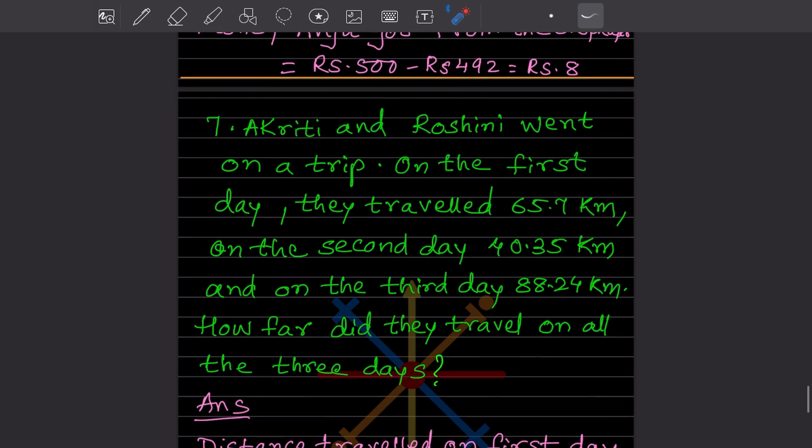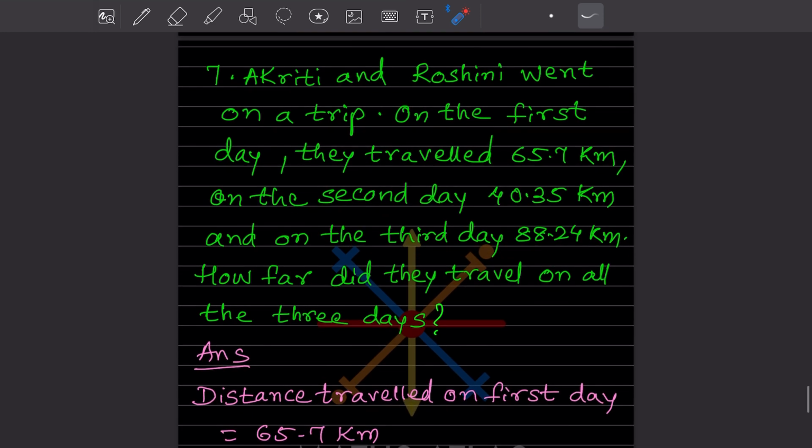Now, Kriti and Roshini went on a trip. On the first day, they traveled 65.7 kilometers. On the second day, 40.35 kilometers. On the third day, 88.24 kilometers. How far did they travel on all the 3 days? So what is this going to mean? It means you are going to add. So what are you going to write here?